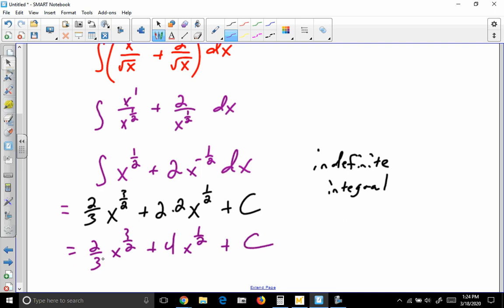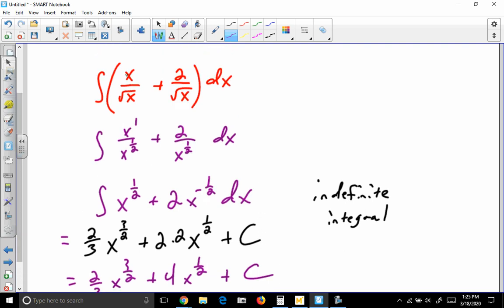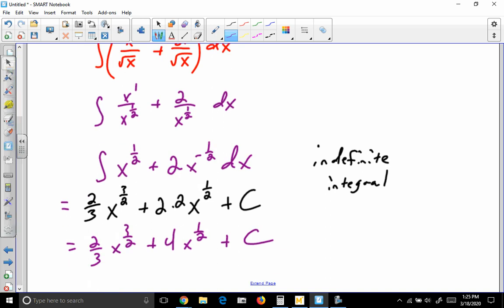Notice if we were to take the derivative, when we bring the 3/2 down, our coefficients would cancel. If we bring the 1/2 down here, 4 times 1/2 would be 2. And here, this doesn't have a coefficient, that has a coefficient of 2. So, yes, it looks like we went in the right direction there.